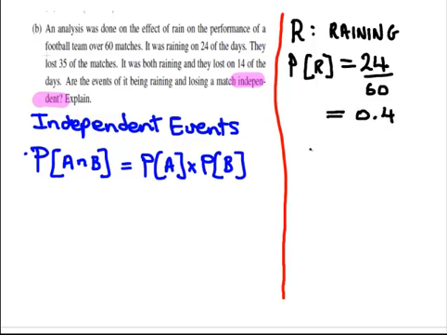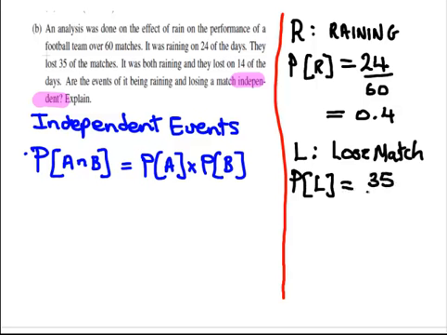0.4. Okay. The second event is that they lost the match, so lose match, and the probability of losing a match, P of L, they lost on 35 occasions out of 60. So again, a little bit of simple calculator work, and we compute that to be just slightly less than 60%. It is 0.5833.